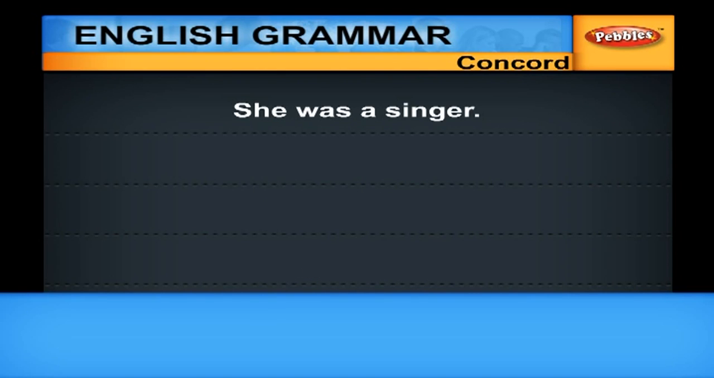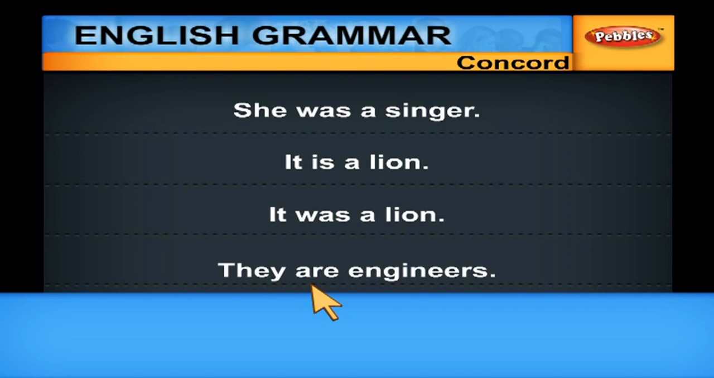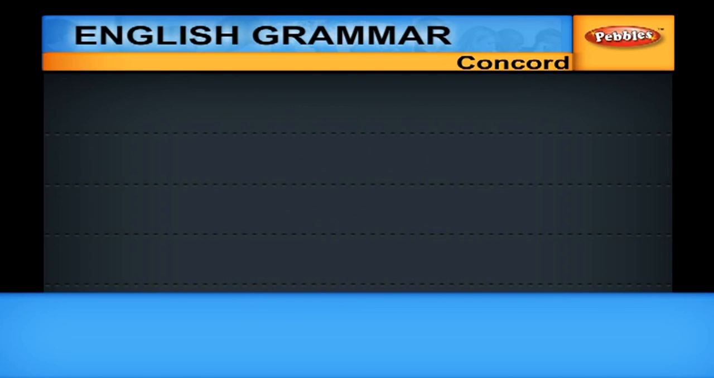She was a singer. Past tense with third person singular she. It's a line. Present tense with third person singular it. It was a line. Past tense with third person singular it. They are engineers. Present tense with third person plural they. Now, you try to understand the person and the helping verb used in these sentences.